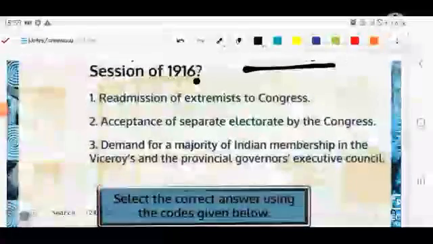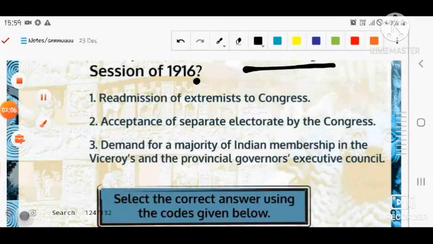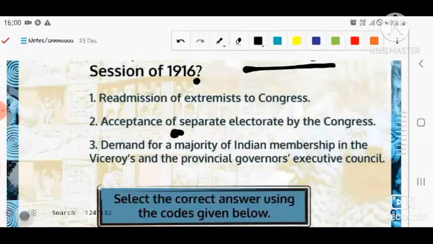In the options, the first is the readmission of extremists to Congress. It means they admitted the extremists, for example Bal Gangadhar Tilak, Lala Lajpat Rai and Bipin Chandra Pal, and Aurobindo Ghosh at the same point of time. The second is acceptance of separate electorates by the Congress.